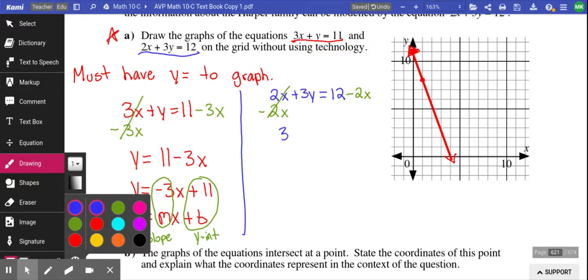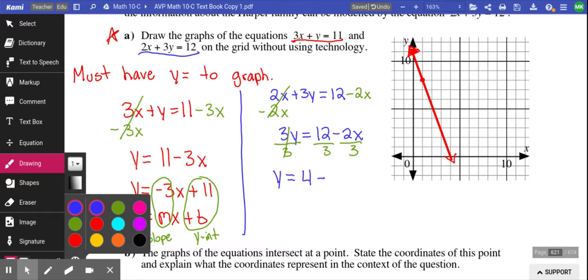That gives me 3y equals 12 minus 2x. Now to get rid of this 3, I need to remember that it is 3 times y, so I have to divide both sides by 3. What you do to one side, you do to the other. I like to show it like that. So those 3's will cancel over here. And I now have y equals 12 divided by 3 is 4.